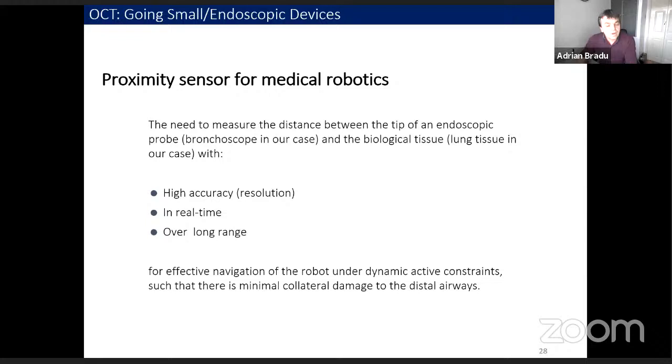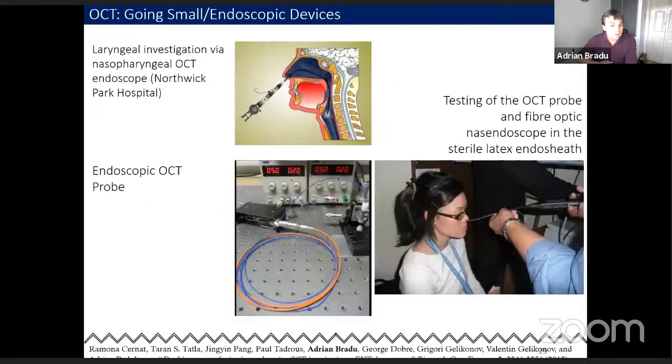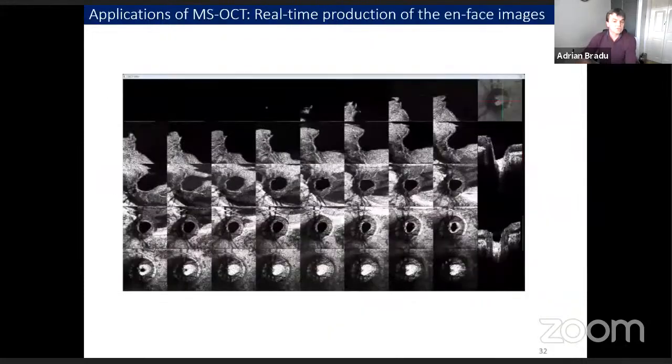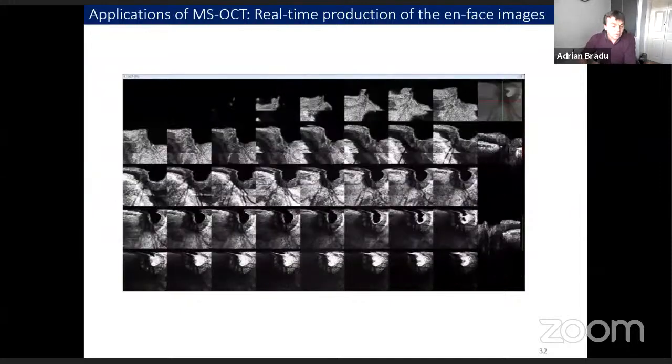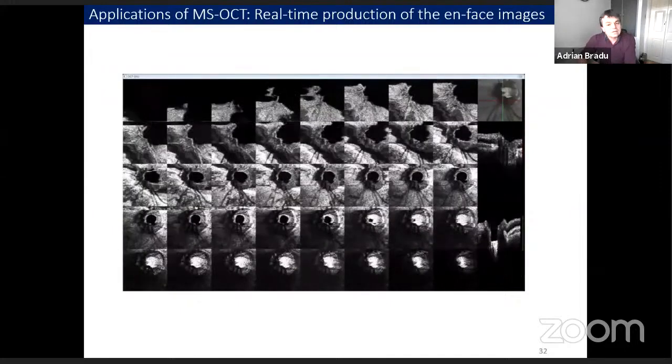We had projects where we tried to implement an OCT instrument via a medical robot. And we did experiments in hospitals, where we looked at the larynx, where the OCT was done via optical fibers inserted into the larynx of a patient. And then that's again some other examples of things that I'm interested in doing.